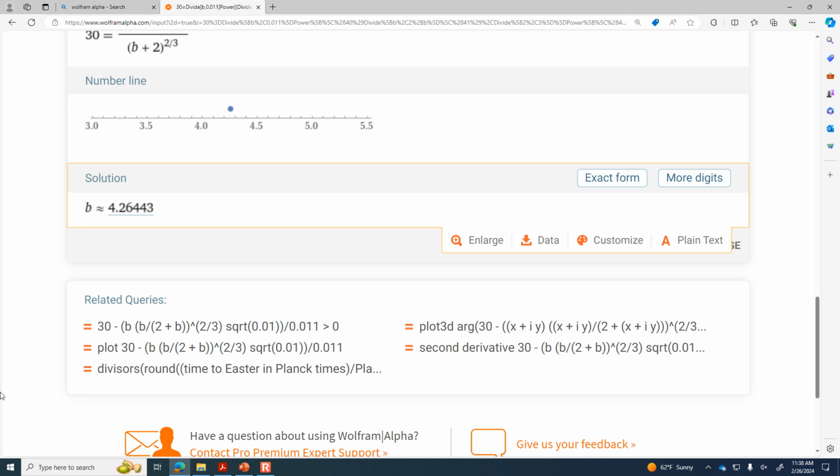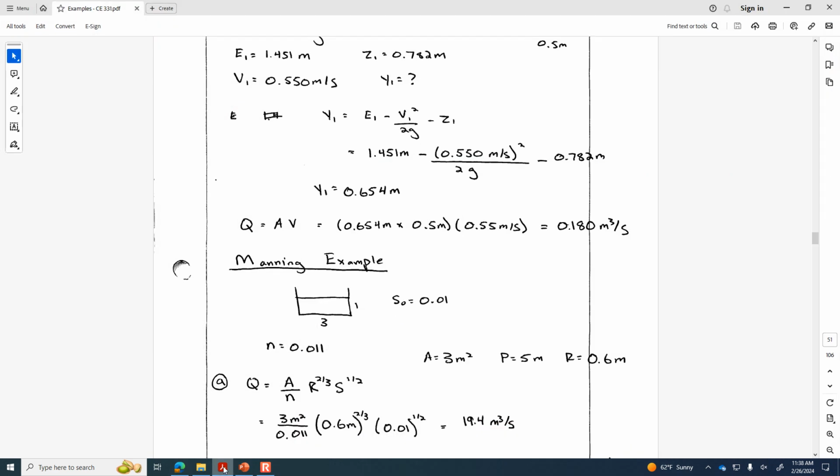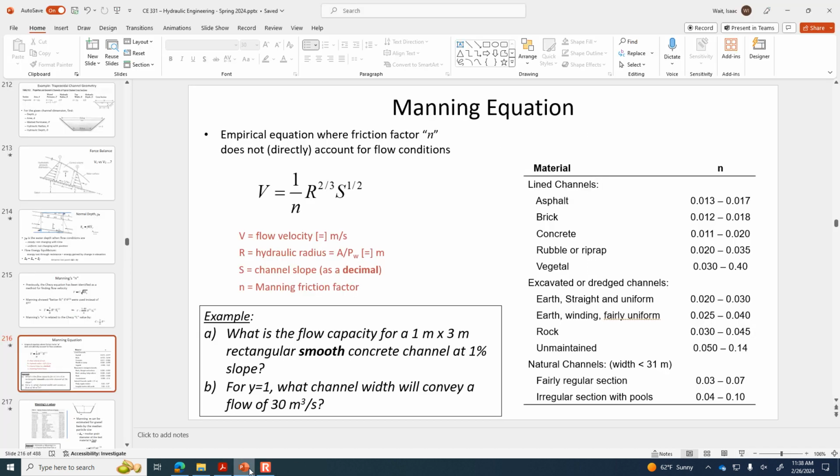Now the reason why I solved that is to make the point that it's not a linear relationship between width and flow capacity. So in the earlier part, 3 meters of width gave us 19 cubic meters per second of capacity. 4.26 meters gives us 30 cubic meters per second of capacity.